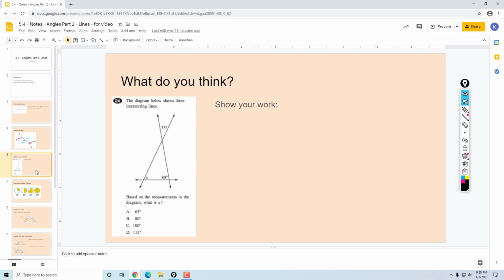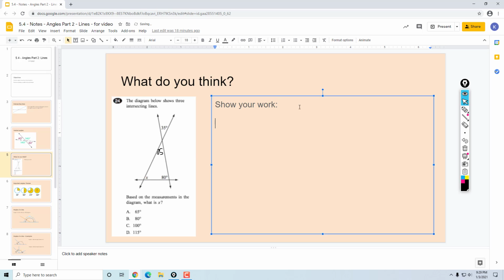So let's use what we learned in the last lesson and what we learned just now to answer this one. If that's 35, this has to be 35. So that means that the total angle of a triangle is 180. So x has to be 180 minus 35 minus 80, and that's going to be equal to 65 degrees. And that's why the answer is A.